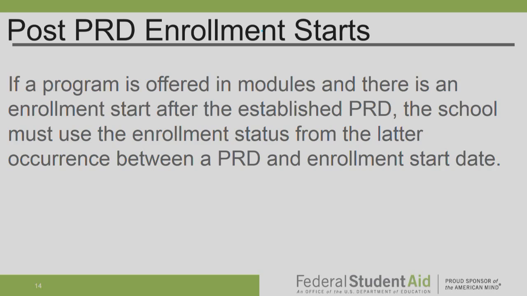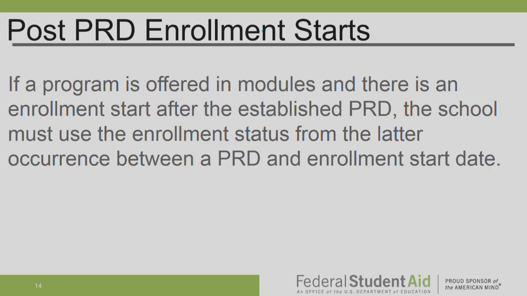So what do I do? Does that mean, hold on, my Pell recalculation date has passed, that's not cool, does that mean my student doesn't get any money? So what we say is, no, you must go ahead and use the latter of the two. Whether it be my enrollment start, when my student enrolls, if that occurs after my PRD, I use that. If my PRD occurs after my enrollment, then I must use the PRD. So it's always the latter of the two, as opposed to withdrawals, where it's the earlier of the two.